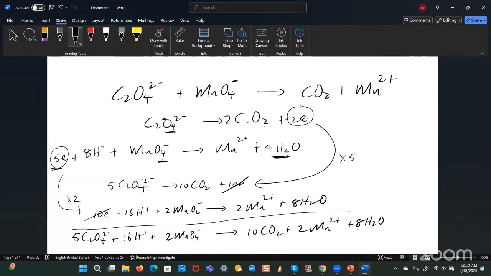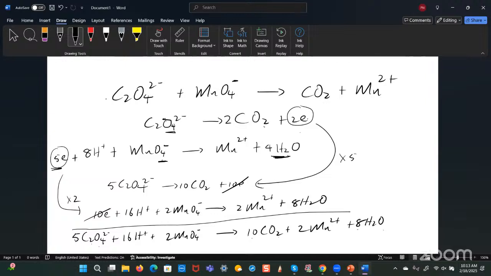Then we get to the hydrogens. We have 16 hydrogens on the left side. We have 8 times 2, 16 hydrogens on the right side, so that is balanced as well. Then we have 2 manganese here on the left side. We have 2 manganese here on the right side, so the manganese atoms are balanced as well.